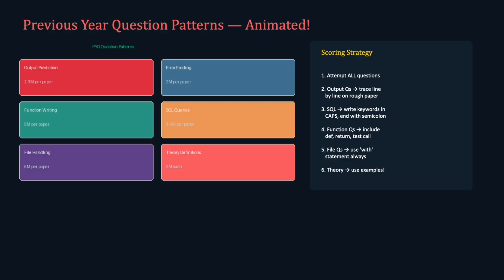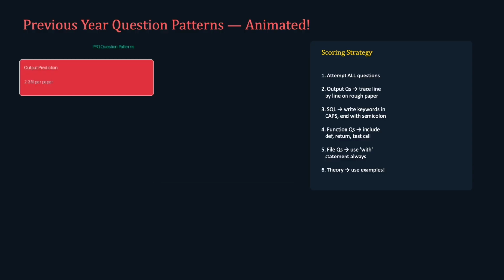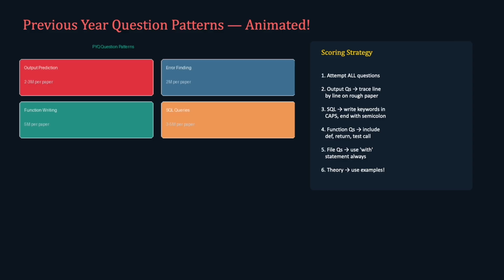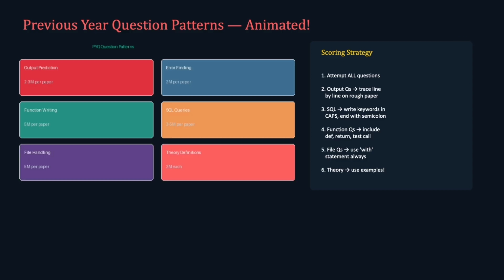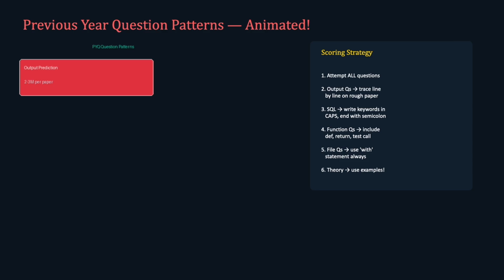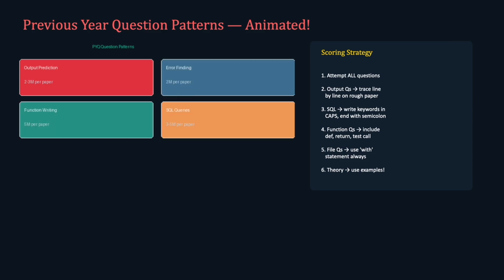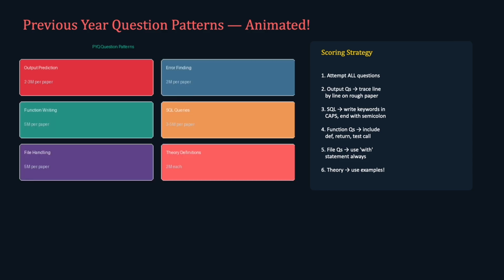Define terms with examples. Your scoring strategy: attempt all questions, trace output on rough paper, write SQL keywords in capitals, always use with for file handling, and include examples in theory answers.